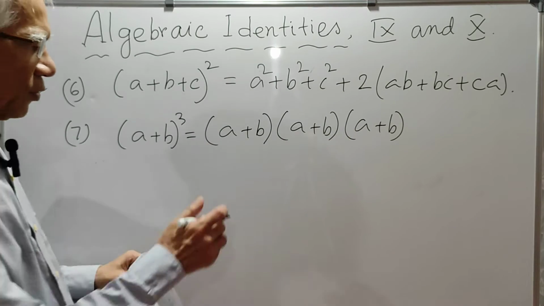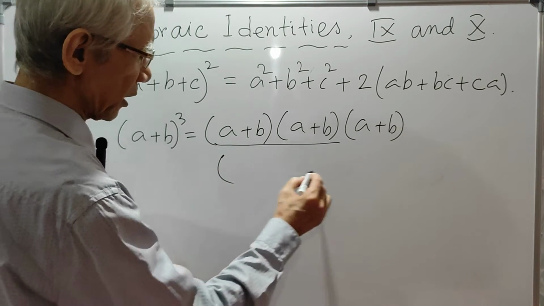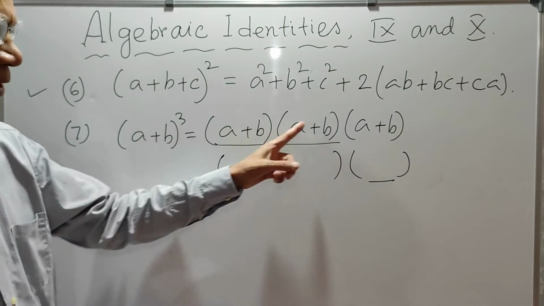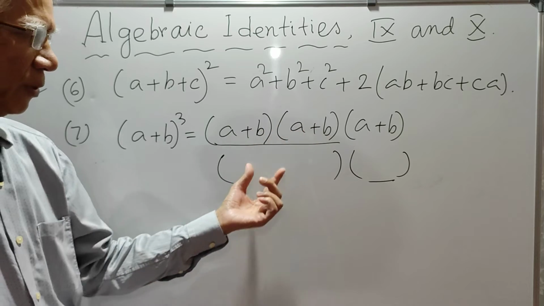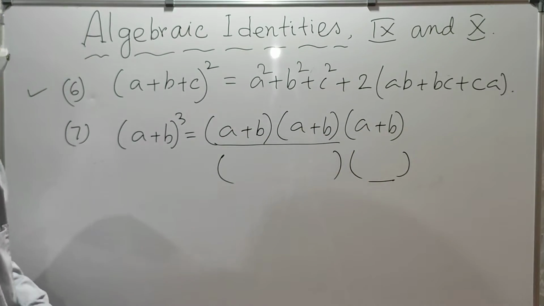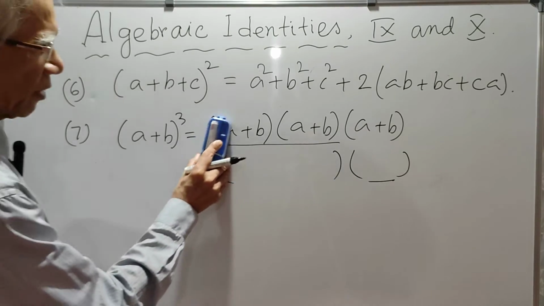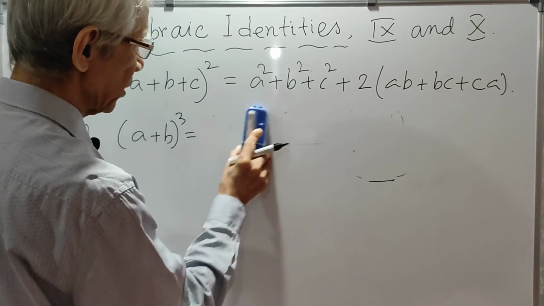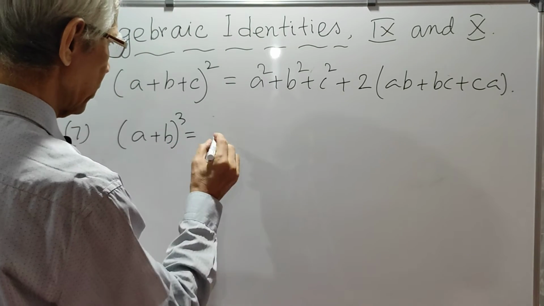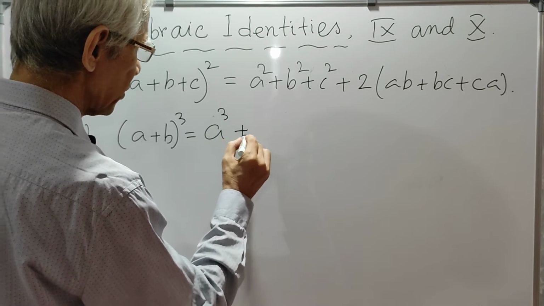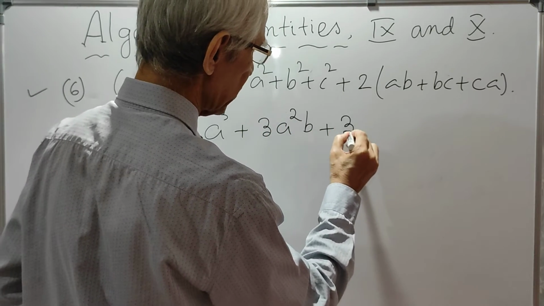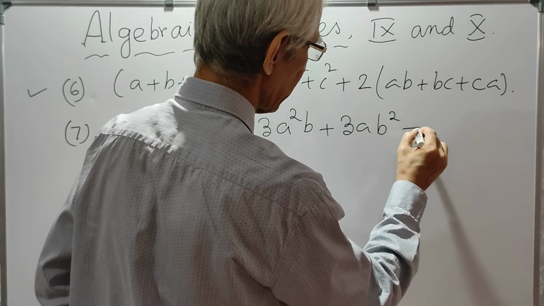Now you multiply these two first, you will get an expression. Then with that multiply this one. So this is ordinary multiplication: a plus b into a plus b whole square formula, then a plus b. That ordinary multiplication you do. Finally, we'll get an answer. And what is the answer? This is the answer. So a plus b whole cube equals a cube plus thrice a square b plus thrice a b square plus b cube.